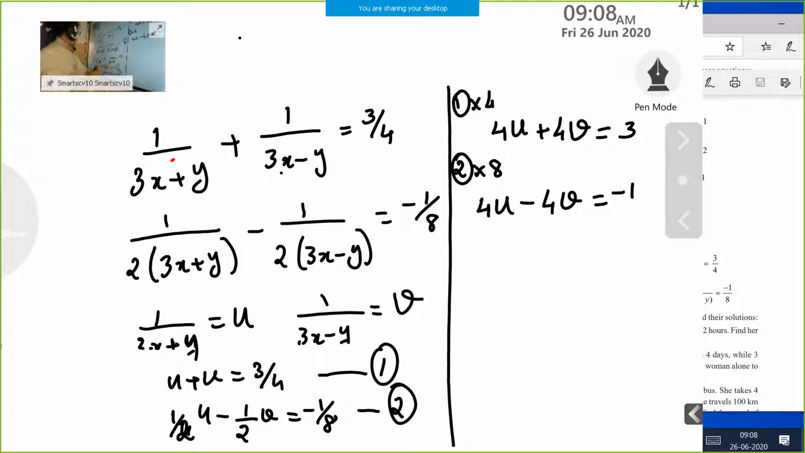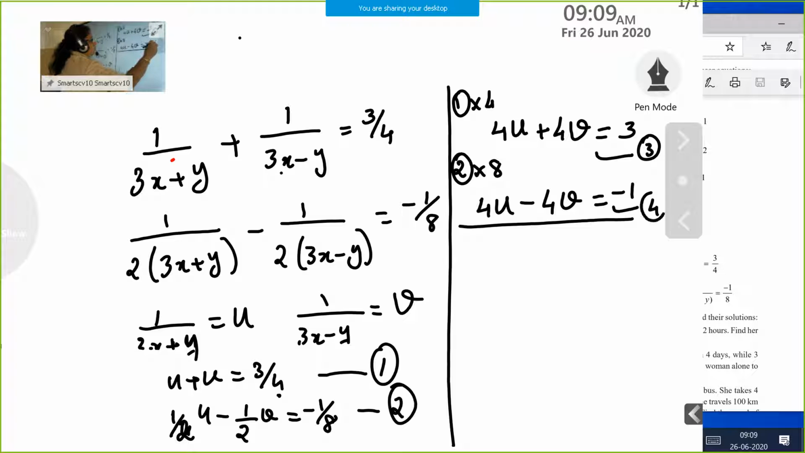Clear? First equation multiply throughout by 4, that is 4u plus 4v is equal to 3. Second equation throughout by 8, that is 8 into 1 by 2, the 2 cancels, that is 4u minus 4v is equal to minus 1. This is equation number 3. This is equation number 4.